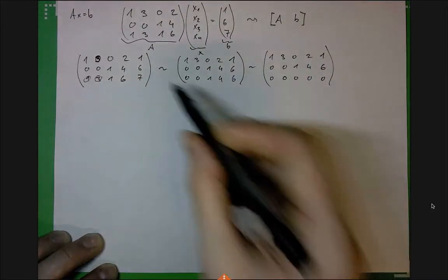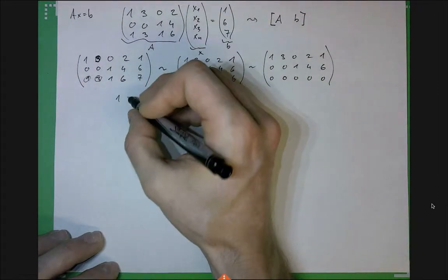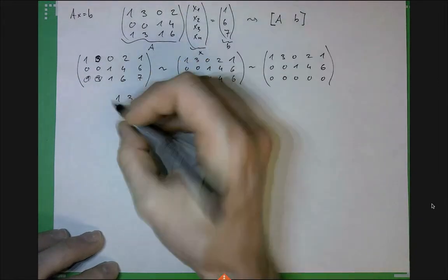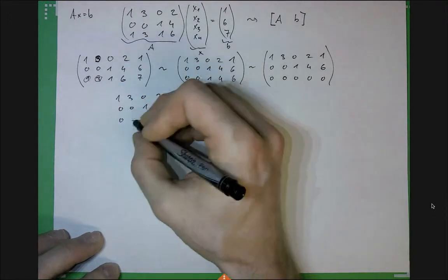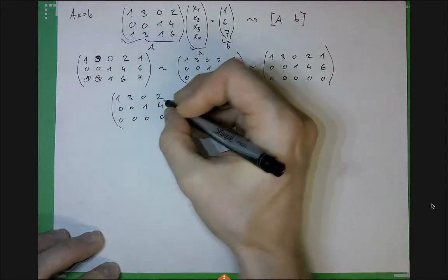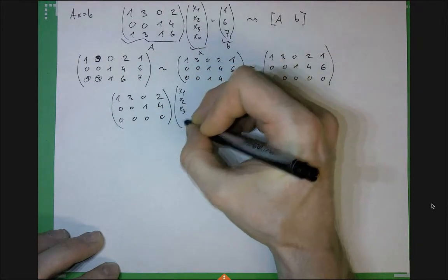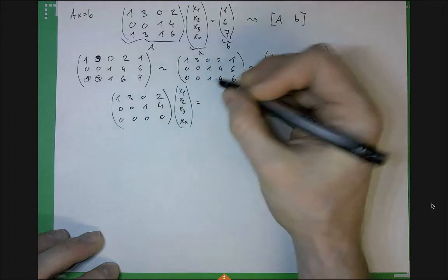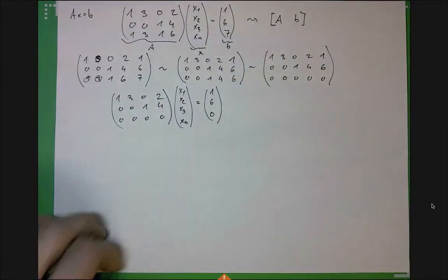So what that means is that this system got reduced into the following reduced row echelon form. Now I split it back into the system and the right-hand side. So this is my x1, x2, x3, x4, and this has to be equal 1, 6, 0. So what do you think?